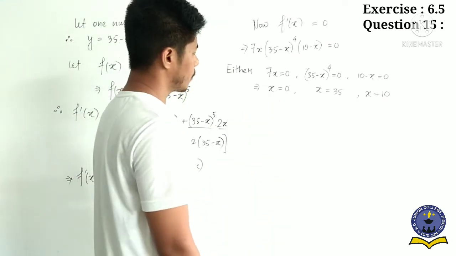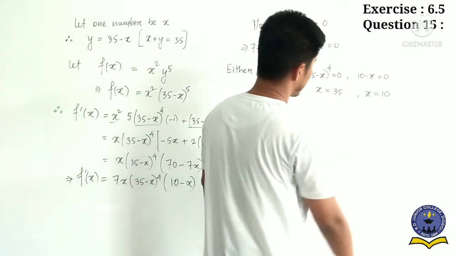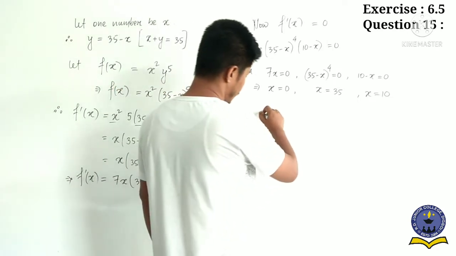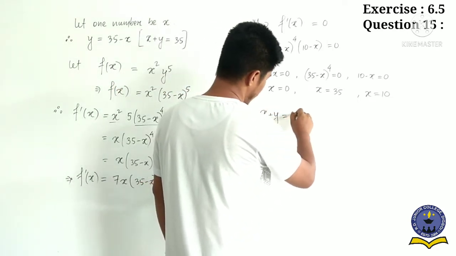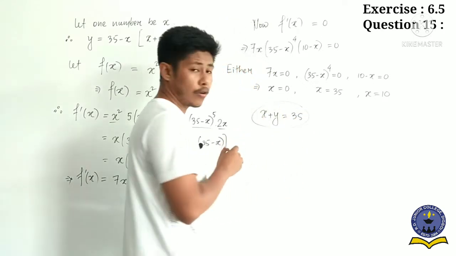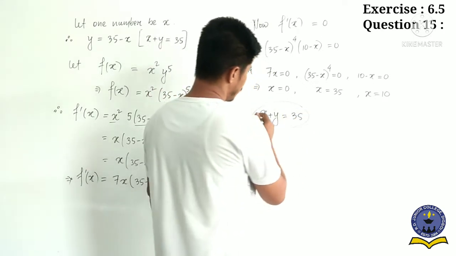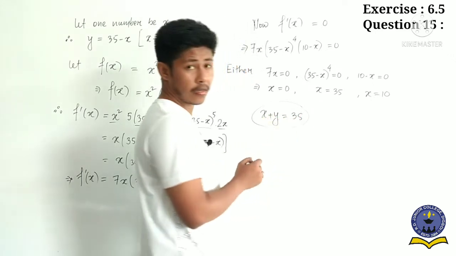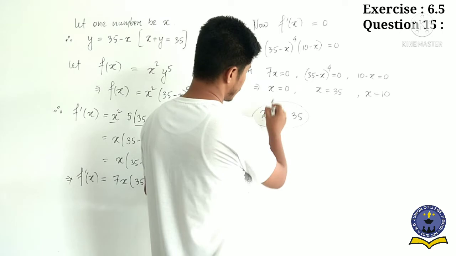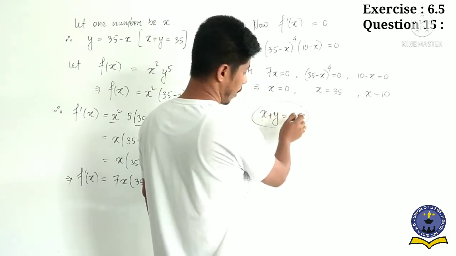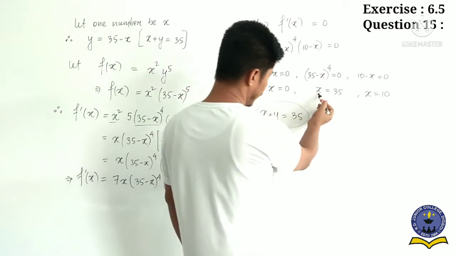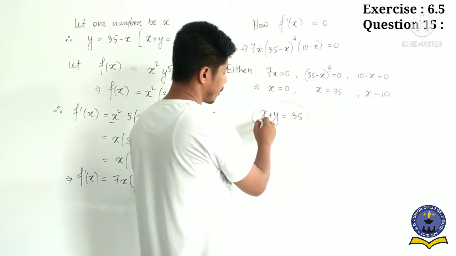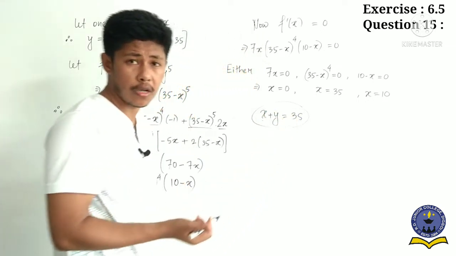So now here one thing you see, x equal to 0 and x equal to 35. If you see the sum, x plus y equals 35. This one is the given condition, isn't it? So when x equals 0, y equals how much we get? 35. And when x equal to 35, if we put here 35 cancel, then y equals 0.